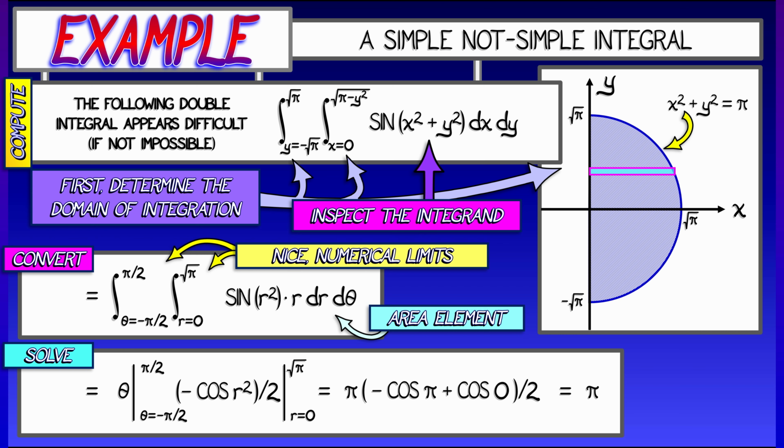Does this make sense? Yes, it does make sense. On this domain of integration, sine of r squared is always going to be positive, and my final answer is positive. Yeah, this kind of makes sense. Feels pretty good. I don't think we made any mistakes.